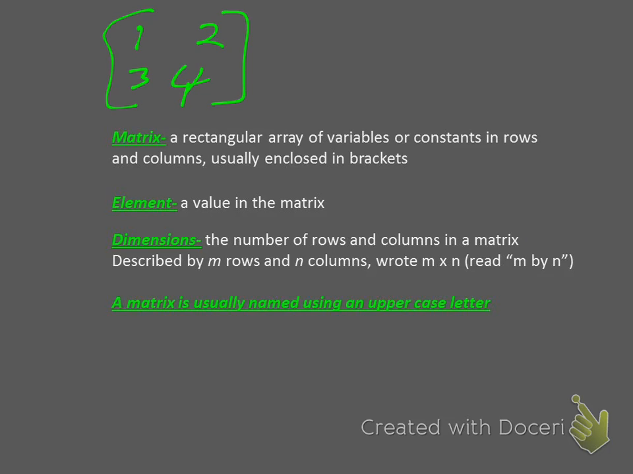An element is a value in the matrix. So that's one of these numbers. This one has 1, 2, 3, 4. Individually, those are elements. Collectively, it's a matrix.